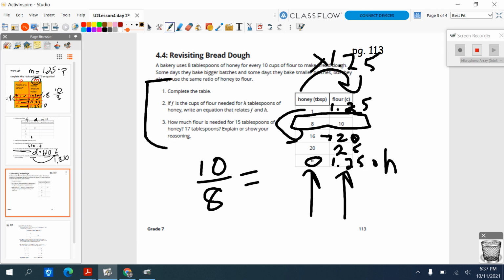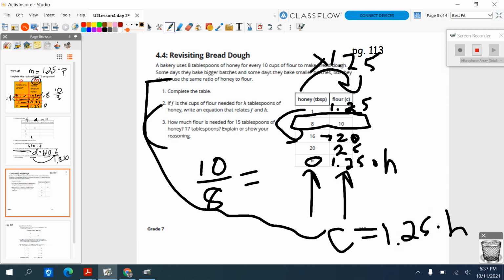Number 2 tells you to write an equation, and it's telling you that the flour is C. So to get the amount of flour, or C, you're going to do 1.25 times H. And last, how much flour is needed for 15 tablespoons of honey? So again, you're just going to put a 15 in there, and you are going to multiply by that same number, 1.25, and you will get 18.75 cups of flour.